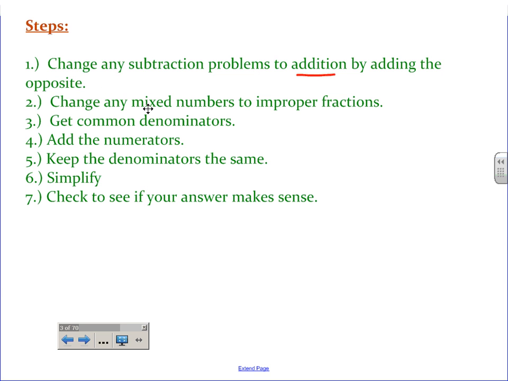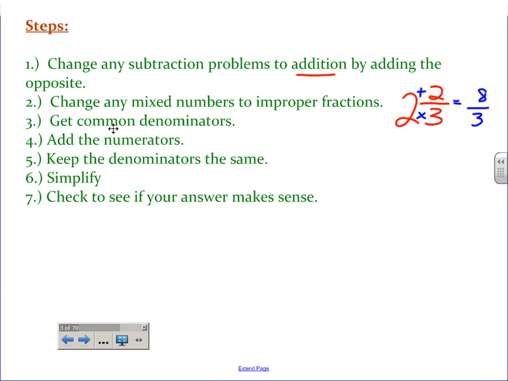Second step, we are going to change any mixed numbers to improper fractions. So if we have the fraction 2 2/3, we're going to use the wheel, and we're going to turn it to an improper fraction. So we'll do 3 times 2, which is 6, plus 2. So that equals 8 over 3.